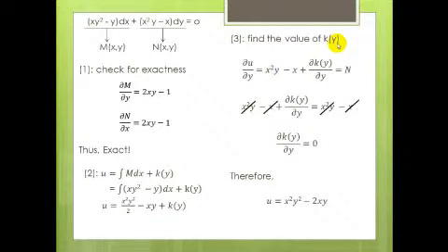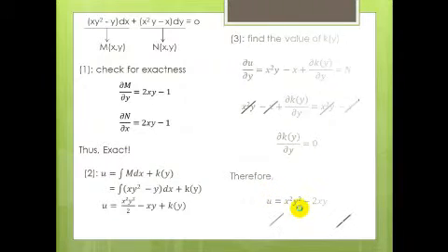We can do this by differentiating u that we got from step 2 and then equating it to N. So we have the partial derivative of u with respect to y is equal to x²y - x plus the partial derivative of the constant k(y) with respect to y is equal to N. Then we arrive to the answer, the derivative of k(y) with respect to y is equal to 0. Therefore, u is equal to x²y² - 2xy.